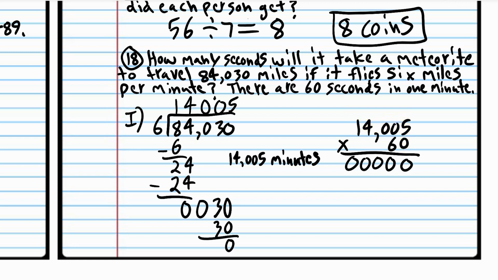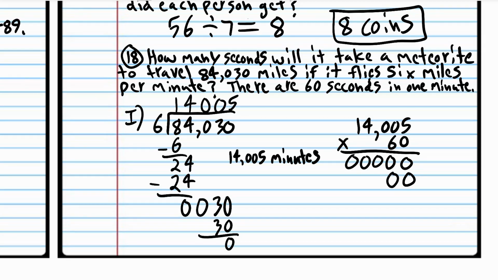Then you go into the 6. So because we're going to the next number, you have to put a placeholder. You have to put a 0 here. So now 6 times 5 is 30. Put your 0, carry the 3. 6 times 0 is 0, plus 3 is 3. 6 times 0 is 0. 6 times 4 is 24. Put your 4, carry the 2. 6 times 1 is 6, plus 2 is 8.